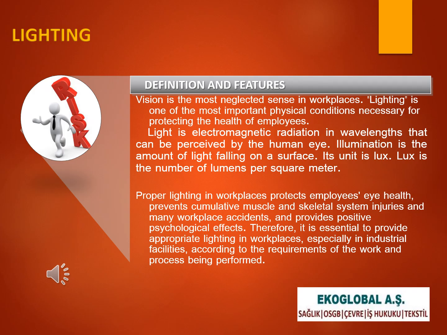Proper lighting in workplaces protects employees' eye health, prevents cumulative muscle and skeletal system injuries and many workplace accidents, and provides positive psychological effects. Therefore, it is essential to provide appropriate lighting in workplaces, especially in industrial facilities, according to the requirements of the work and process being performed.